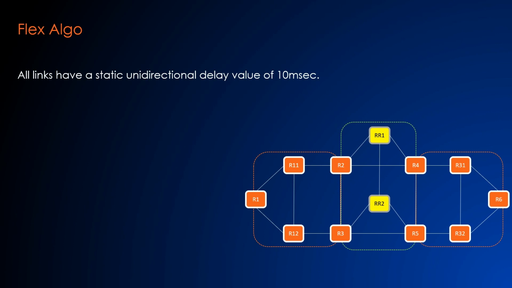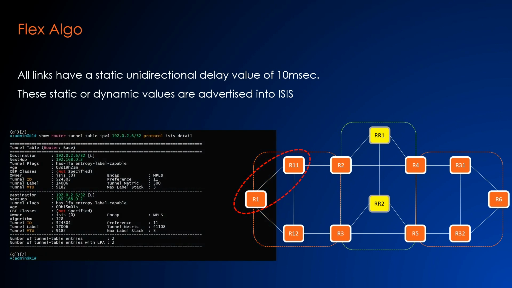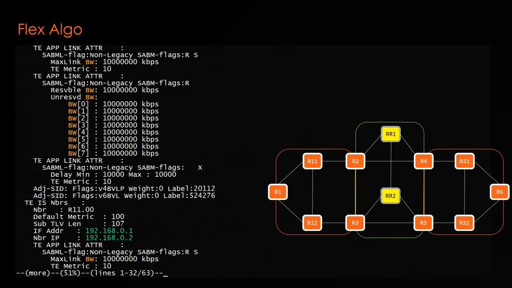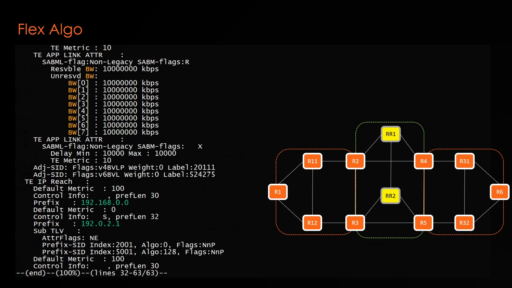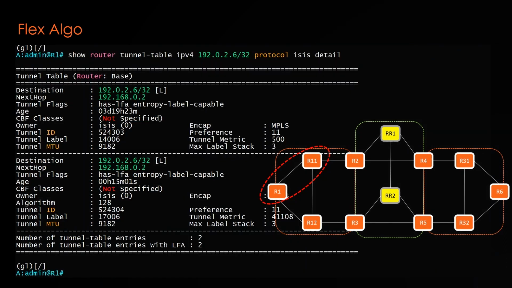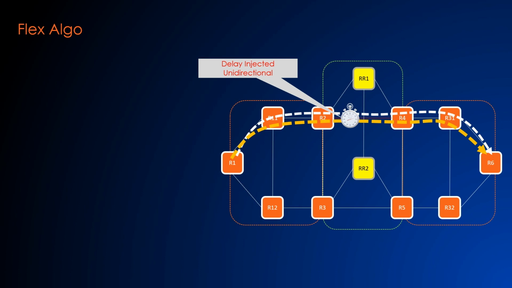So in this case, all the links have a static unidirectional delay value of 10 milliseconds, and these static or dynamic delay values are advertised by ISIS and flooded across. The link delay advertised by ISIS is in the database, in the TE app link attribute, and you see that delay minimum is 10,000 and maximum is 10,000. So this is the 10 millisecond advertisement used by ISIS for this prefix, which is used for Algo 128. Now, based on the two paths available for Algo 0 and Algo 128, the path is going via R1, R11, R2, R4, R31 and R6.